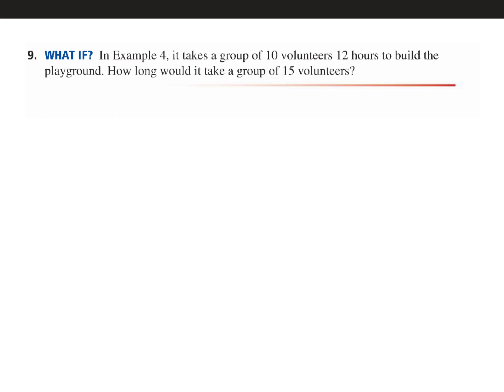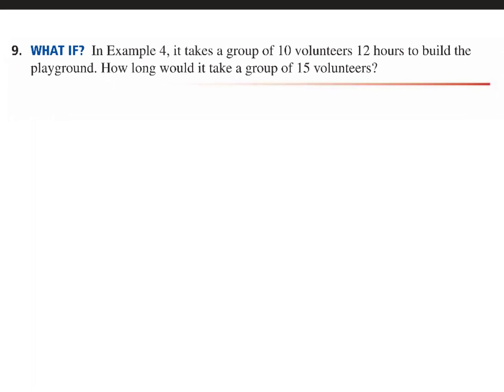In example 4, it takes a group of 10 volunteers 12 hours to build the playground. How long will it take a group of 15 volunteers? So we're not going to make a chart. We're going to come up with our equation first. So T is equal to A over N, the same one that we used last time. Because it says it varies. We're going to say that it varies inversely here. It doesn't specify, but it's the same example as 4.